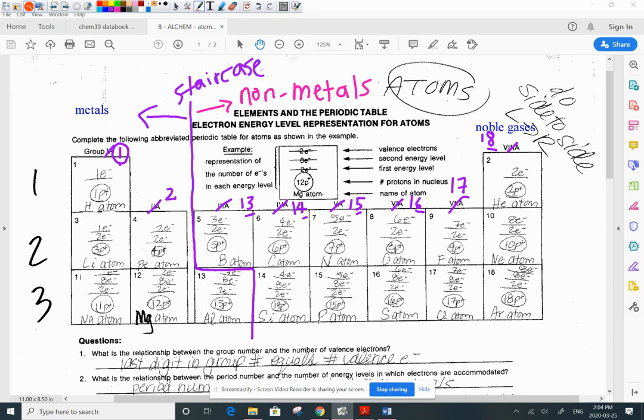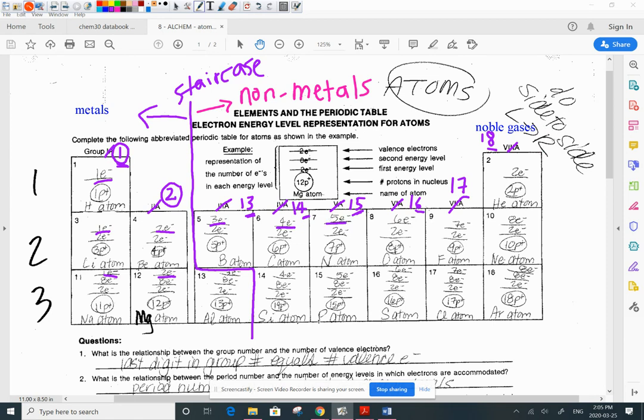On the left side of the staircase, everybody in group 1 has 1 electron in their outer energy level. Okay, hydrogen, 1 electron, lithium, 1 electron, sodium, 1 electron. Everybody here in group 2, beryllium, magnesium, they have 2 electrons in their outer energy level. And you can see as we go over, now it's the last digit. So group 13, we're jumping over to boron. Group 13, well, 3 electrons. Group 14, 4 electrons. Group 15, 5 electrons, and so forth.